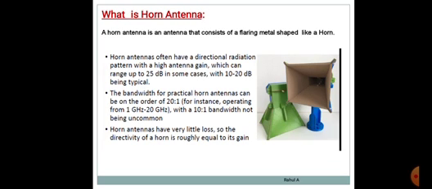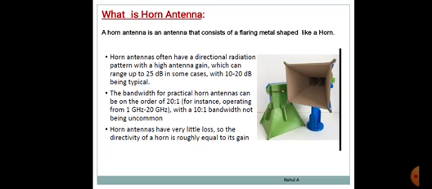So now the first question arises: what is a horn antenna? The horn antenna is an antenna that consists of a flaring metal shaped like a horn. Just now I told you the basics of the horn, where the idea of the horn antenna comes from. As far as the antenna is concerned, it consists of a flaring metal shaped like a horn.